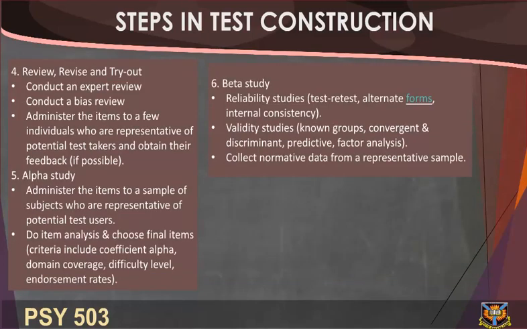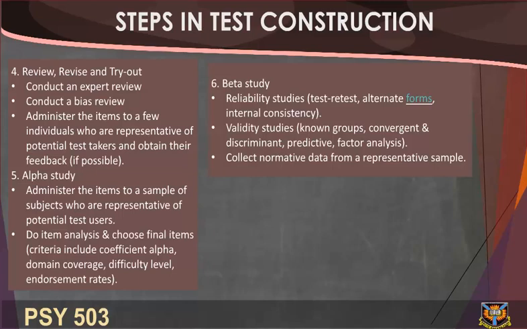4. Review, revise, and try out. Conduct an expert review. Conduct a bias review. Administer the items to a few individuals who are representative of potential test takers and obtain their feedback if possible. 5. Alpha study. Administer the items to a sample of subjects who are representative of potential test users. Do item analysis and choose final items. Criteria include coefficient alpha, domain coverage, difficulty level, endorsement rate.